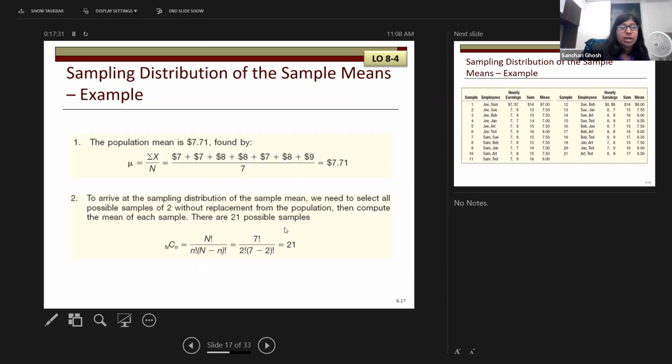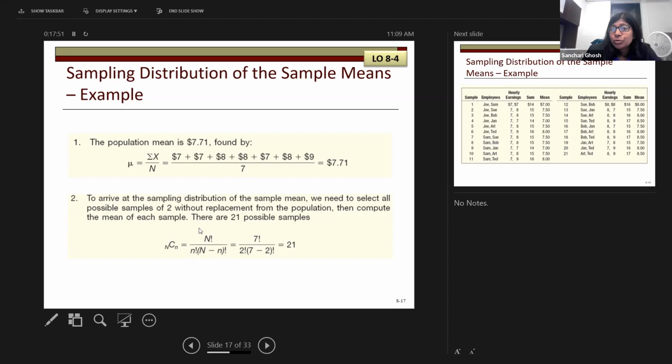That's straightforward. But if you want to take samples of employees and see what kind of estimate we get, whether it is close to the population mean, we have to sample from this population of just 7 employees. Mind you, this is a hypothetical example. Usually populations will have hundreds or thousands of employees.